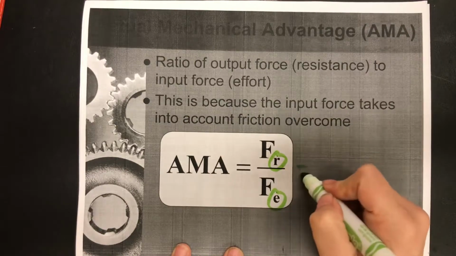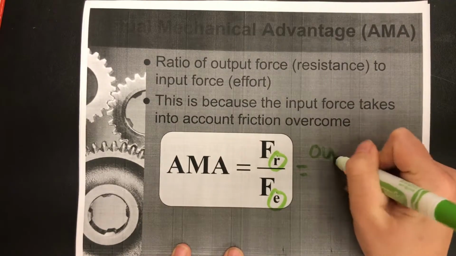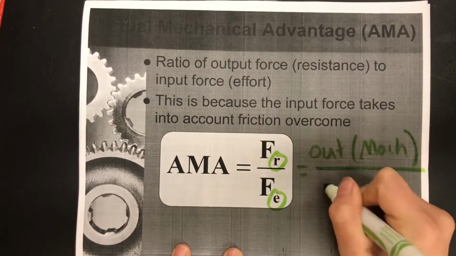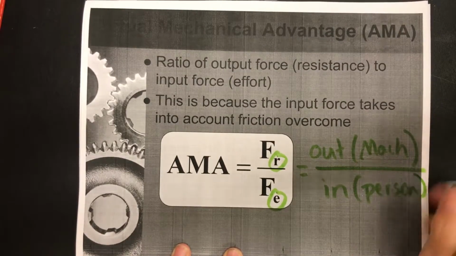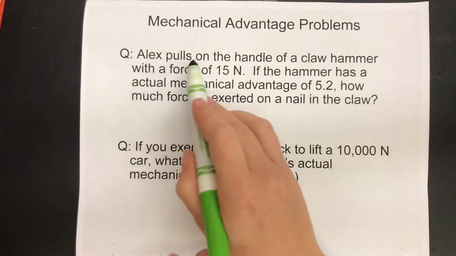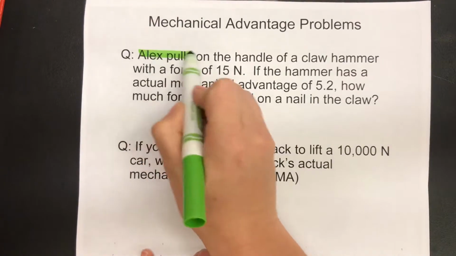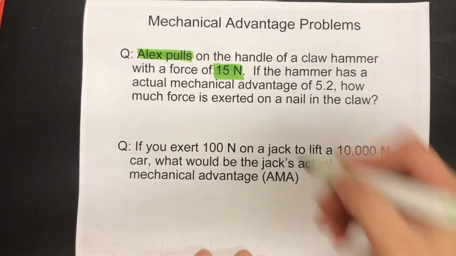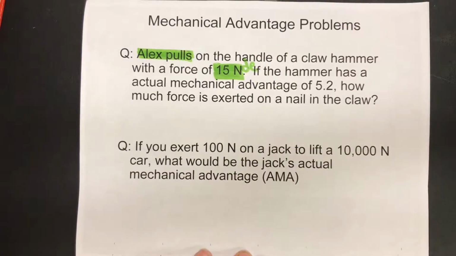All right, so what this means is you're now going to put the output on top, which is what the machine is doing, divided by the input, which is what the person is doing. So for example, Alex pulls on the handle of a claw hammer with a force of 15 newtons. So this is going to be your FE. That is what the person is doing.